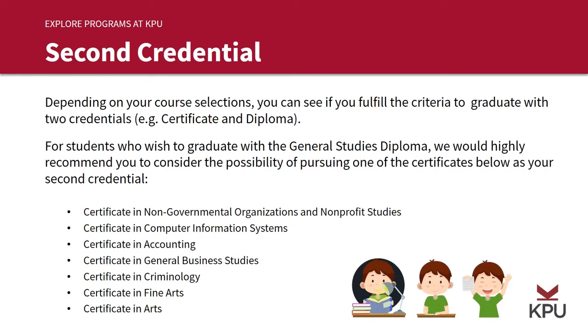So it's not that, let's say, a diploma in general studies or diploma in business management requires 20 courses or 60 credits, and if you say, oh, I want to do a certificate in accounting as well with a diploma in general studies, then you need extra courses beyond those 20 courses. If you plan your courses well, you can graduate with 2 credentials at the same time.